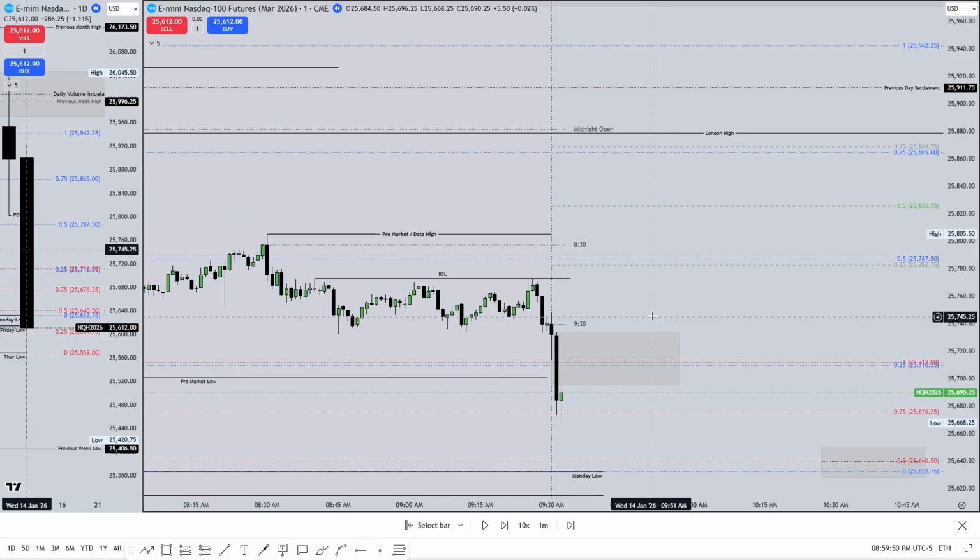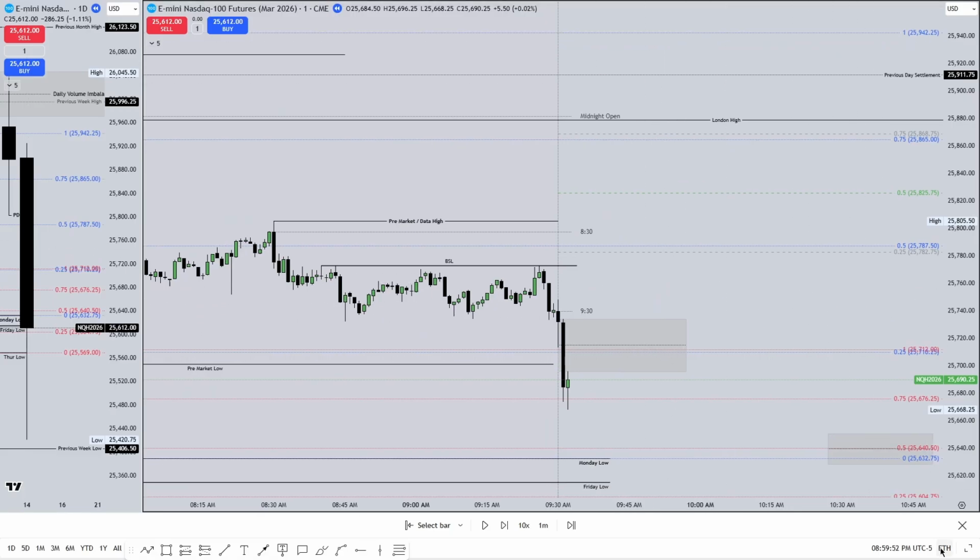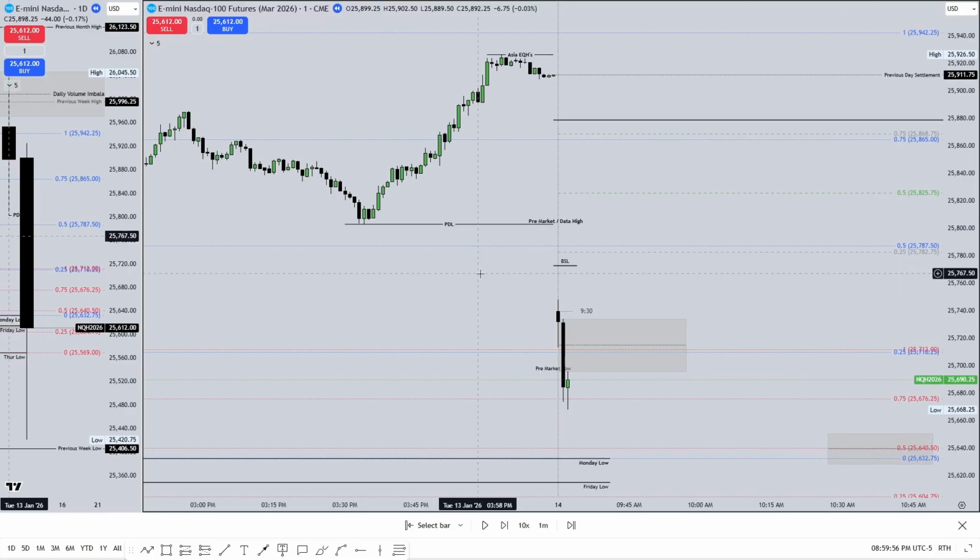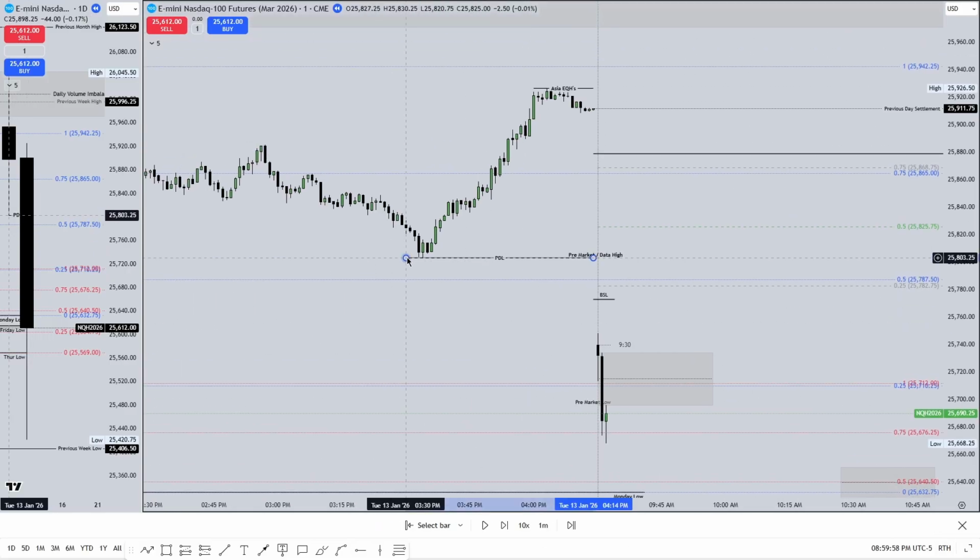So looking back at the 1 minute chart, if we go down to the bottom right hand where it says ETH, we're going to click on that and go to regular trading hours. This is going to show you where the close was yesterday, so 4:14 p.m. because stocks don't trade overnight, right? This was market close at 4:14 p.m. and then we open at 9:30 a.m.